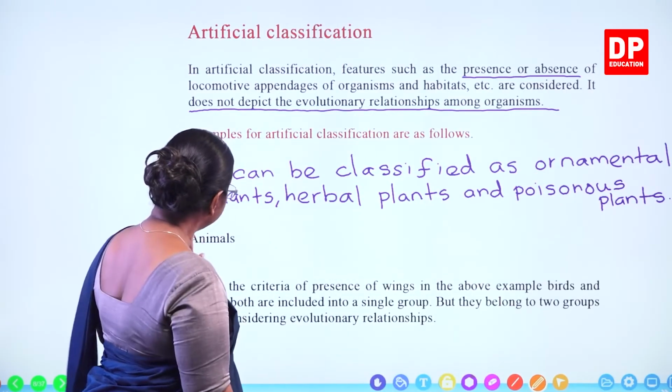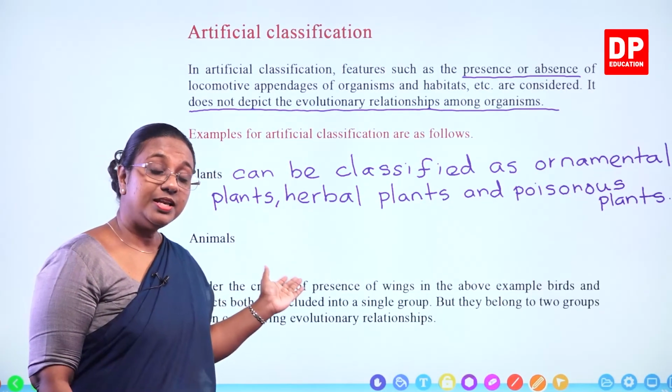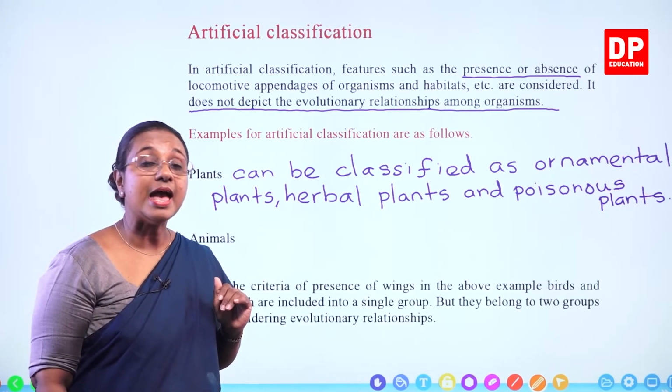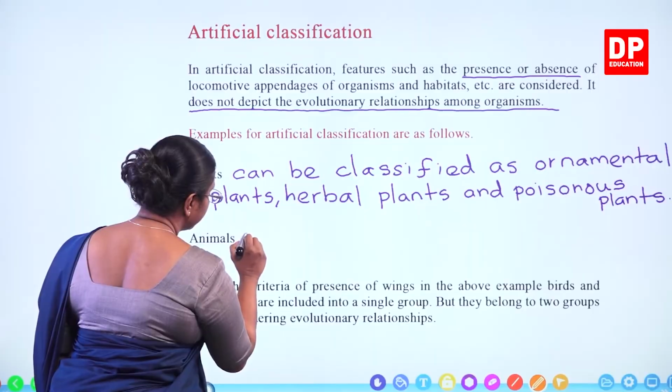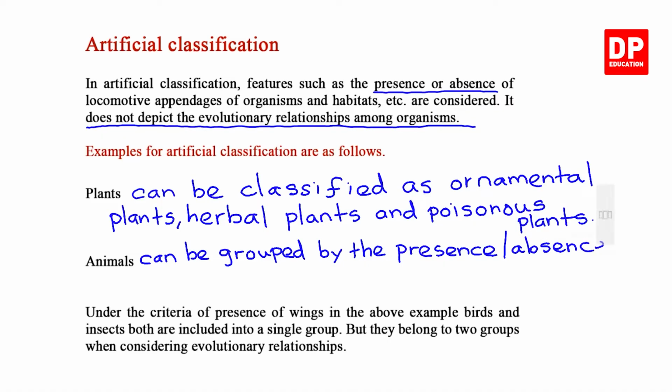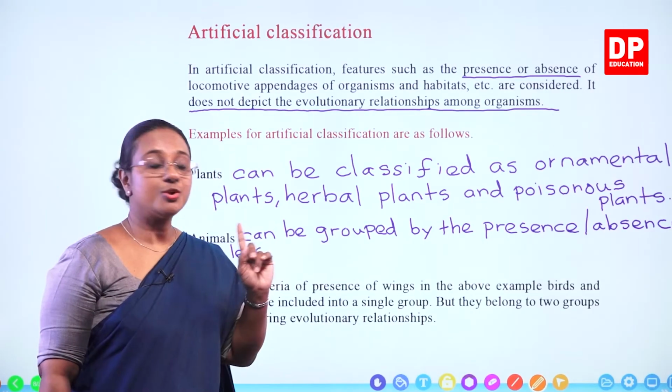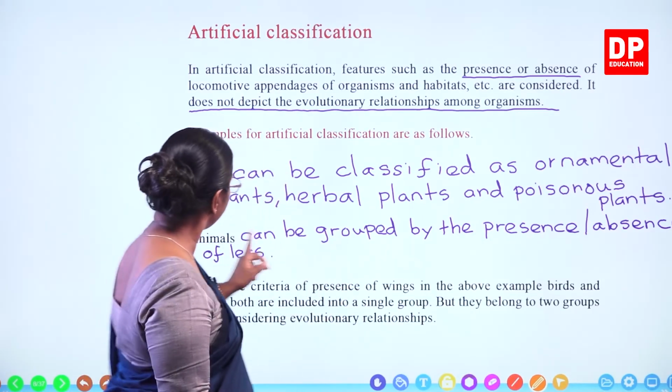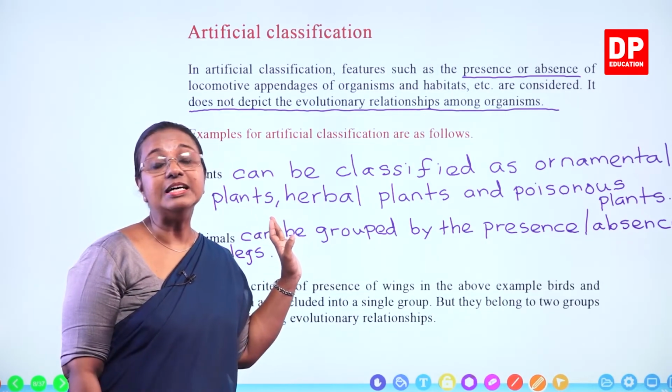The same way, if we consider the animals, like we did before, we can consider the presence and absence of legs. So here animals can be grouped by the presence or absence of legs. So students, we can classify them based on one criteria, grouped by the presence or absence of legs. That is what we did with the activity.